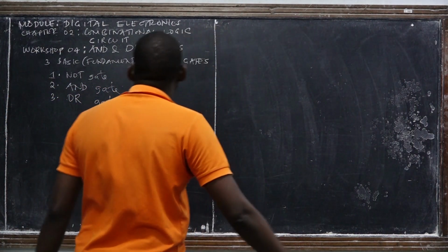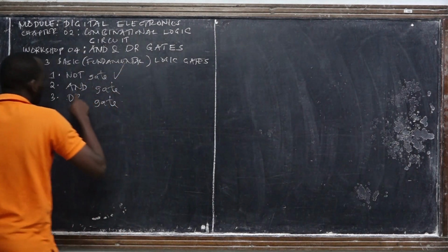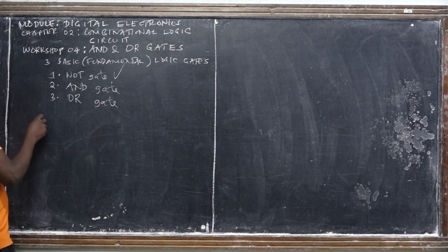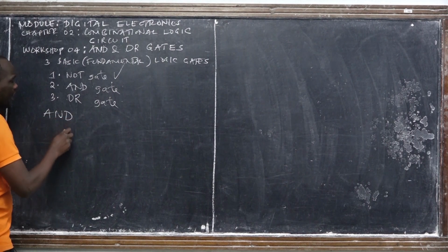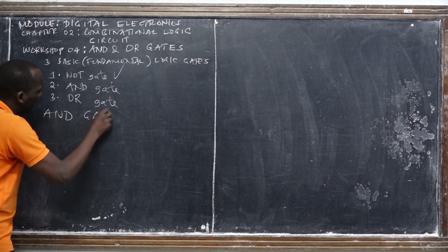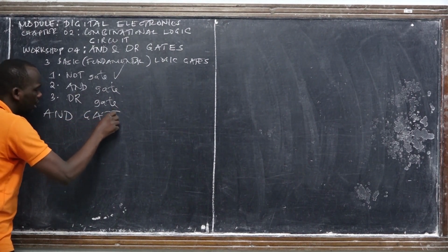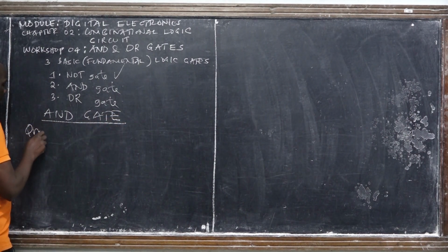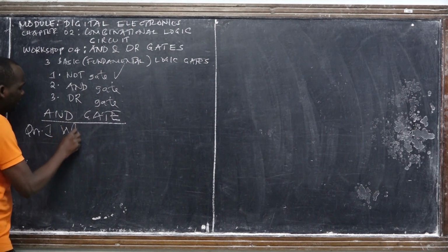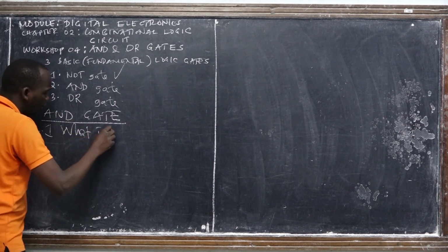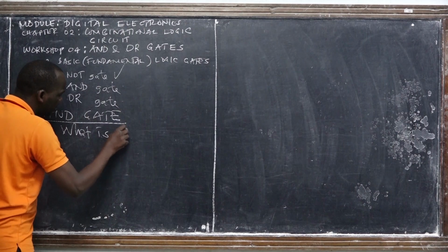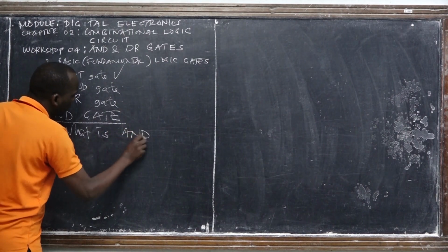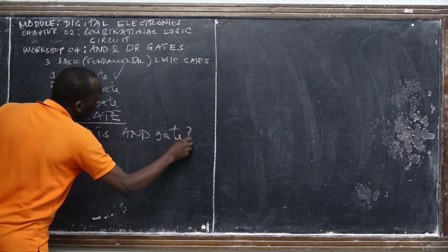We discussed the NOT gate in a previous workshop. Today, let us pay attention to the second, which is called the AND gate. Say AND gate. And then the fundamental question: what is an AND gate? What is the meaning of AND gate?